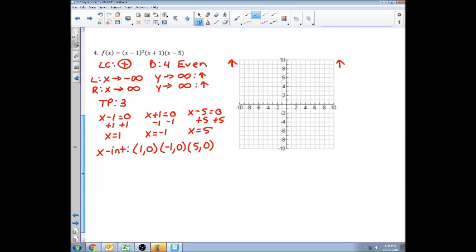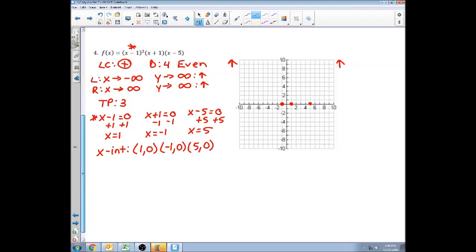I do want to draw your attention to 1, 0. It comes from x minus 1, which if you look up here, x minus 1 happens twice. What that means is at 1, 0, I'm actually going to bounce off of that point. I'm going to bounce off the point 1, 0. You'll see what that means here in 1 second, but let's go ahead and finish graphing our points, which were 1, 0, negative 1, 0, and 5, 0.